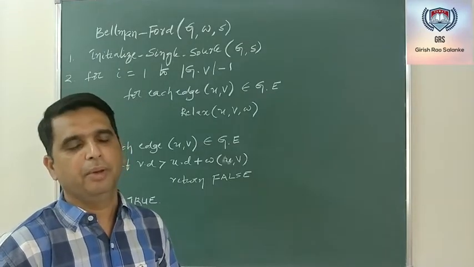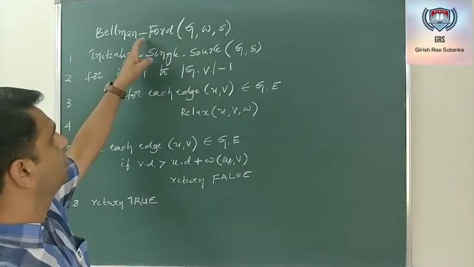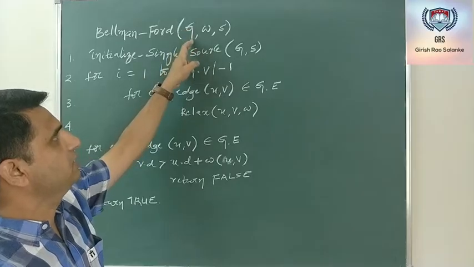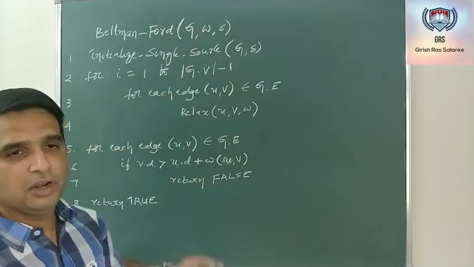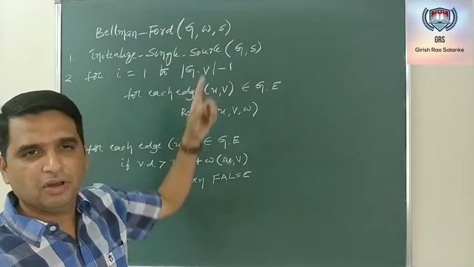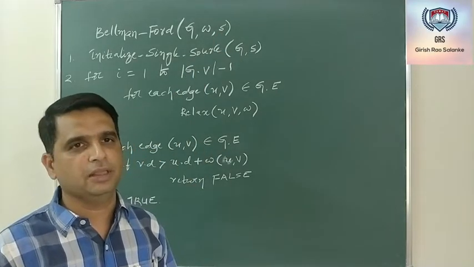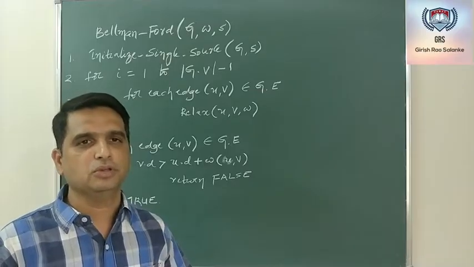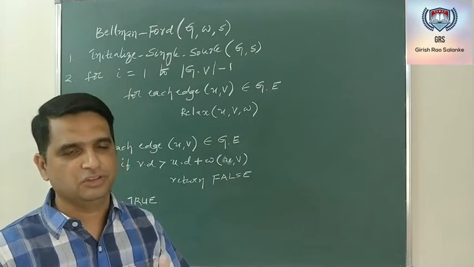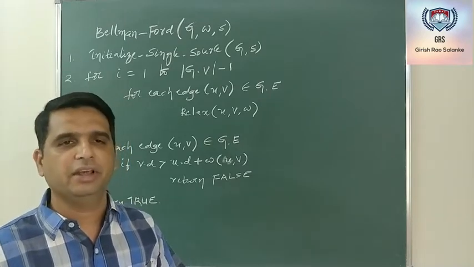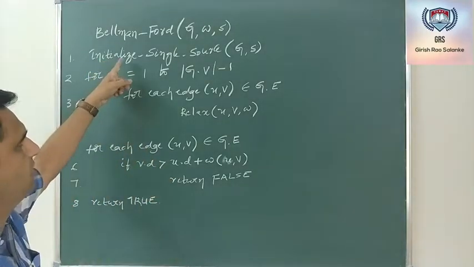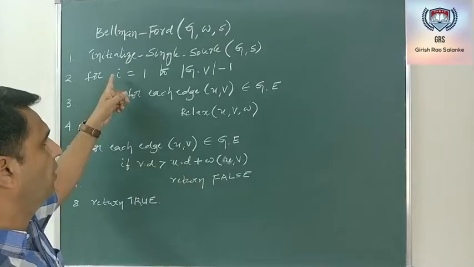Coming to the Bellman-Ford algorithm, the input is a weighted graph denoted with G, and W denotes the weight of all the edges, and S denotes the source vertex, because Bellman-Ford is a single source shortest path algorithm. Now what is the first step that we are supposed to do? We have to do the initialization. That is, the distance from source to source is marked as 0 and to all the other vertices it should be marked as infinity. That is done with the help of one more algorithm by name initialize single source that we have done.